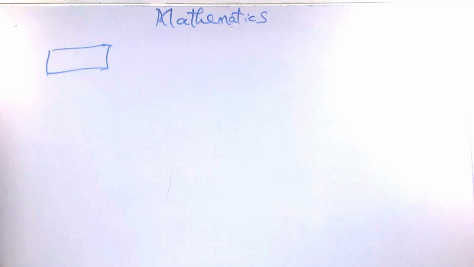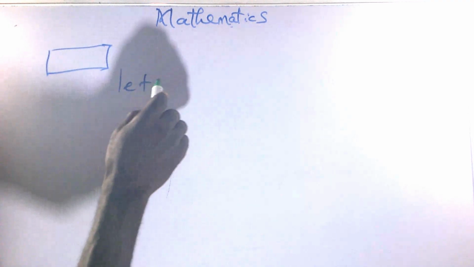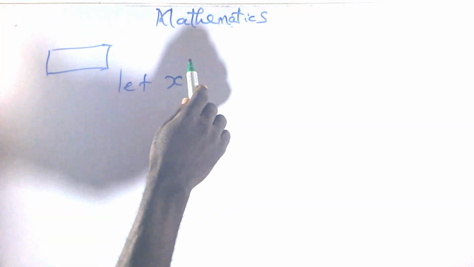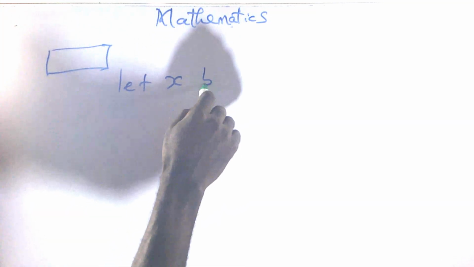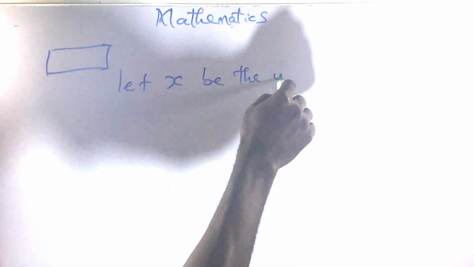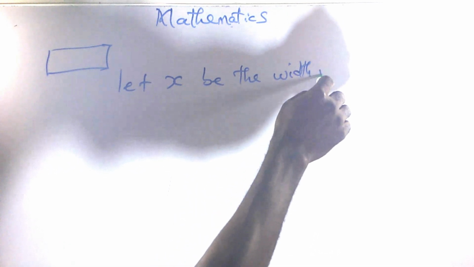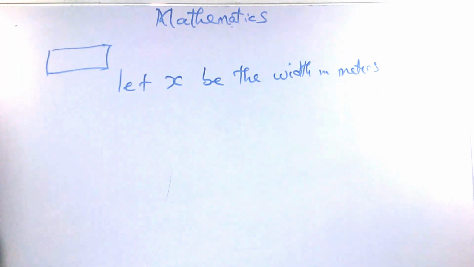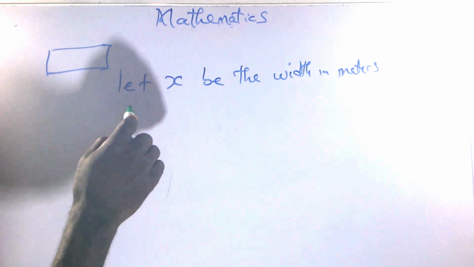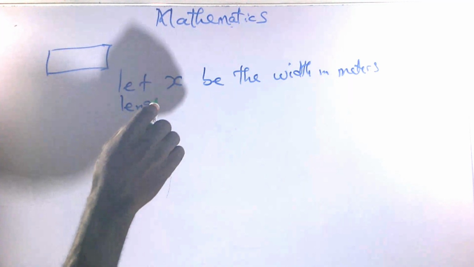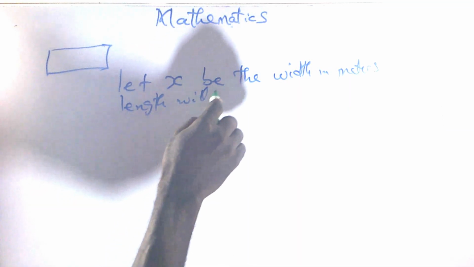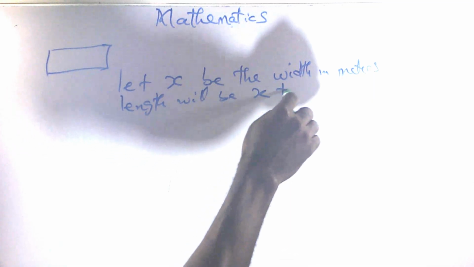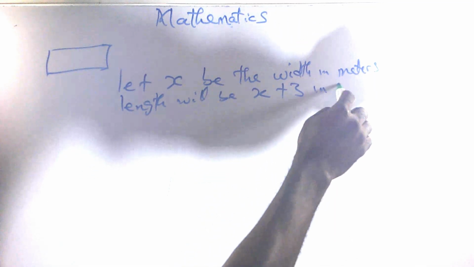And in mathematics, whatever you don't know, you represent it with a letter that we call a variable. So you can just say, let x be the width in meters. Then the length will be x plus 3 in meters.